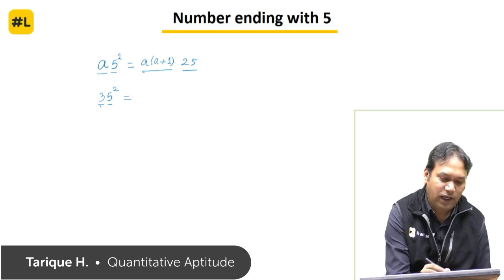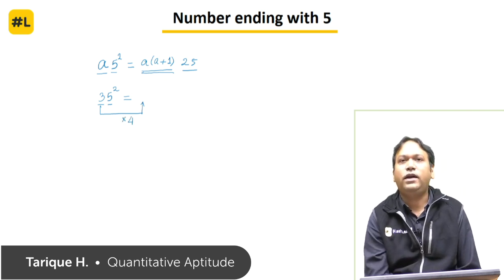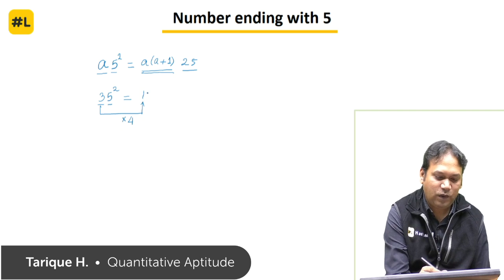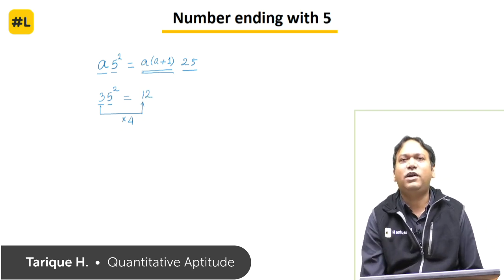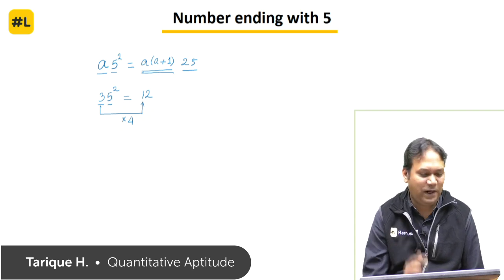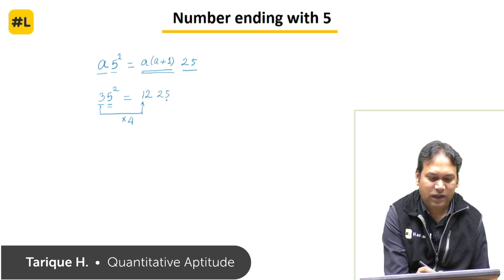So, what do we do? A into A plus 1. So, multiply 3 with 3 plus 1. What is 3 plus 1? 4, right. And what is 3 into 4? 12, right. You can see how easy it is, right. You all know the multiplication table, I am sure, till 10, right. So, 3 into 4 is 12, and what is 5 square? 25. So, 2 parts, simple.